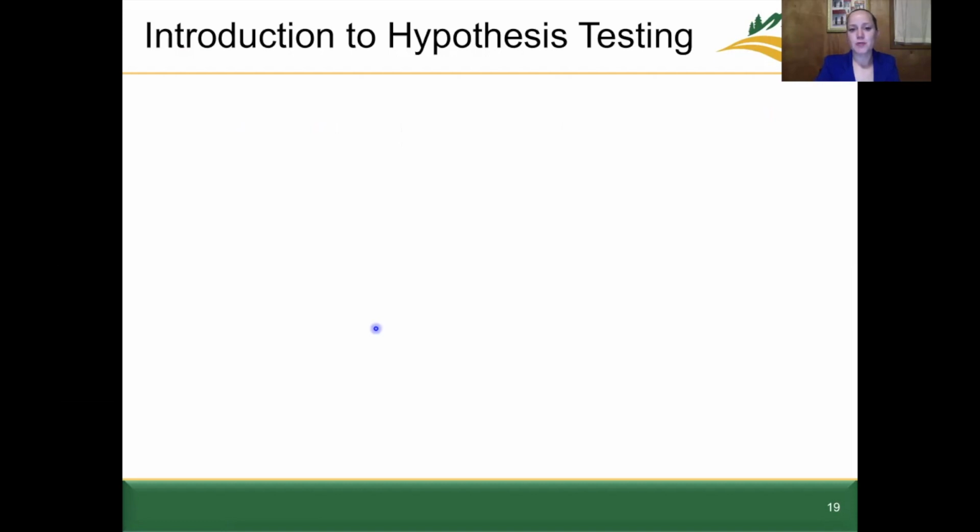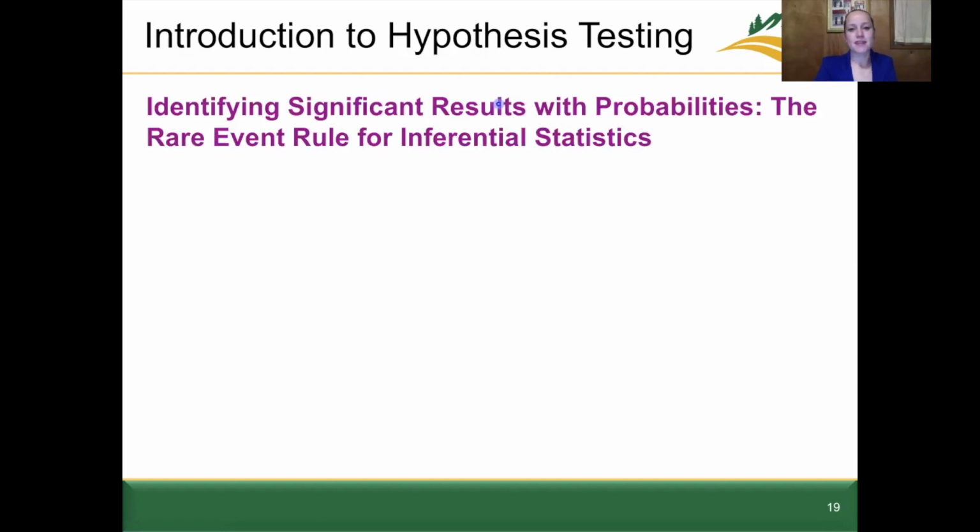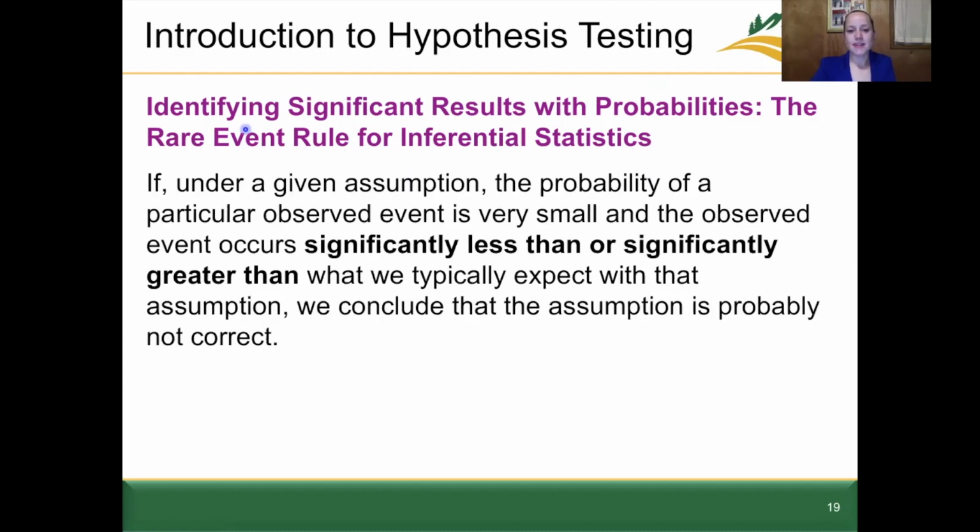Now in Chapter 8, we'll get more into hypothesis testing, so a quick introduction here. When identifying significant results with probabilities, we again see this rare event rule for inferential statistics. That is, if under a given assumption, the probability of a particular observed event is very small, and the observed event occurs significantly less than or significantly greater than what we typically expect, given that assumption, we conclude that the assumption is probably not correct. Again, we'll talk more about this in Chapter 8.